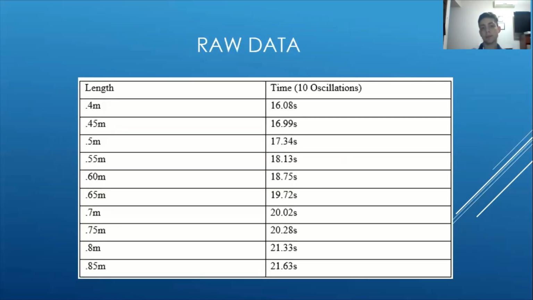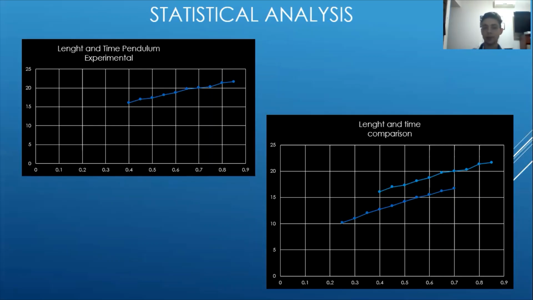So the raw data from my experiment is this one over here. The measurements look a little small in terms of the length, but it's because they are in meters. I used centimeters, but I changed to meters to be more precise. And you can see here, at simple sight, that it was increasing depending on the length. Then here we have the statistical analysis, which I basically put in an Excel graph.